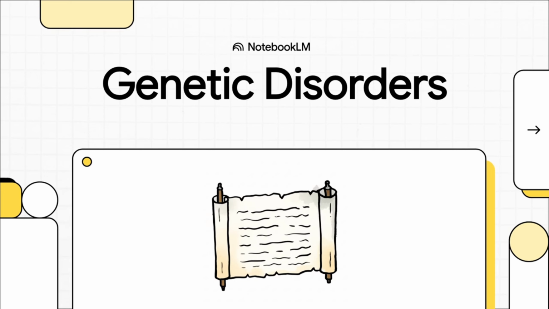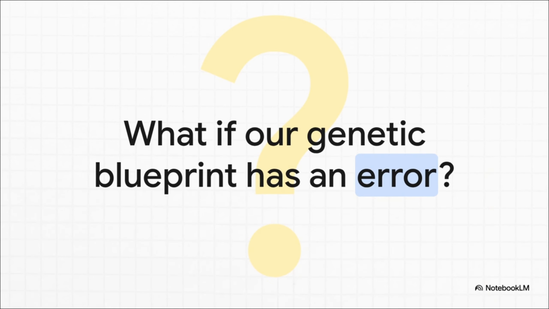Every single living thing is built from a blueprint, a genetic code that dictates every single detail about us. So today, we're going to take a look at that blueprint and explore what happens when the instructions have an error, one that gets passed down through generations. Okay, let's really dive into this.